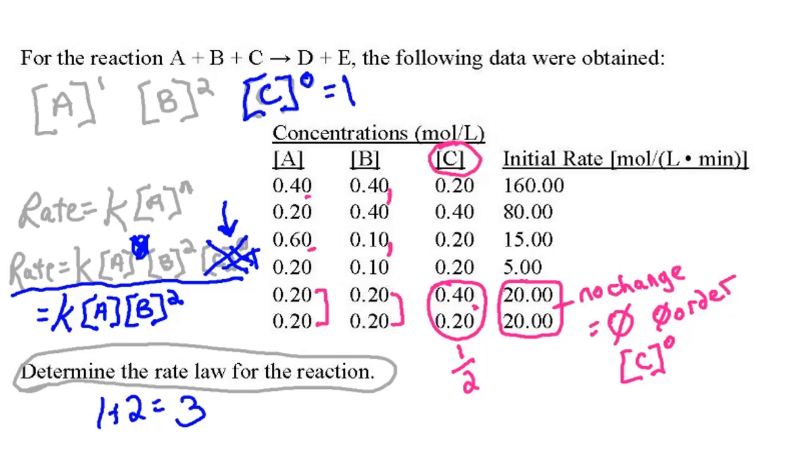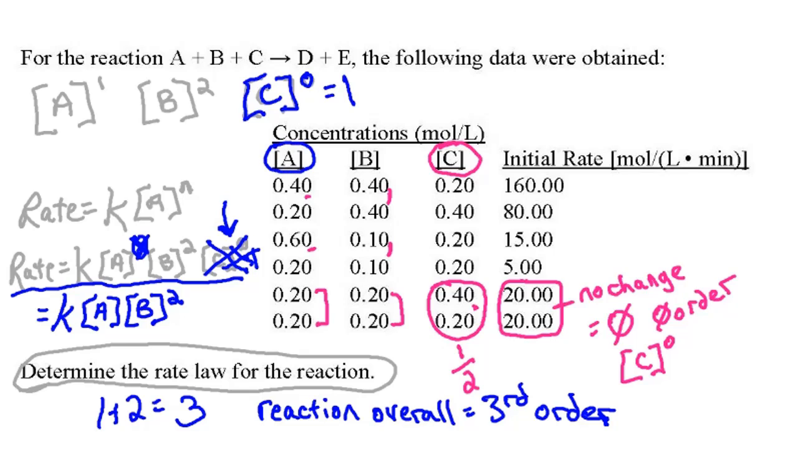equals 3. So the entire reaction, the reaction overall, is the third order. But you don't have to worry about doing stuff in the third order just yet. Just focus on the 0, 1, and 2 order and making sure that you're figuring out these orders individually. Each of these reactants need to be figured out individually of the order, and then you write them all together and multiply them all together, along with the rate constant K.